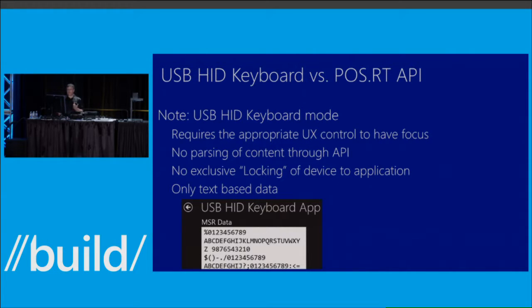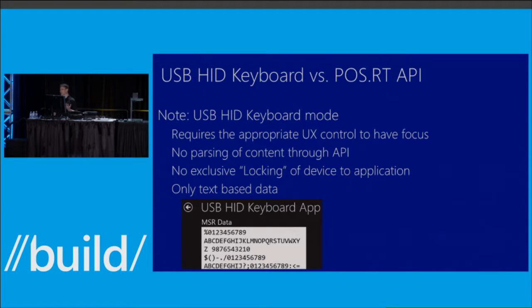So I've already mentioned USB HID keyboard a couple of times. You might think to yourself, well, a USB HID keyboard device is pretty straightforward, right? I swipe a credit card through a card reader, it sends me all of the data, I can then do whatever I want with that. But there are a number of downsides to using a USB HID keyboard class device. The first of which is, obviously, you need to have focus on the appropriate control to receive the data because it's literally keyboard keystrokes coming into your application, right?